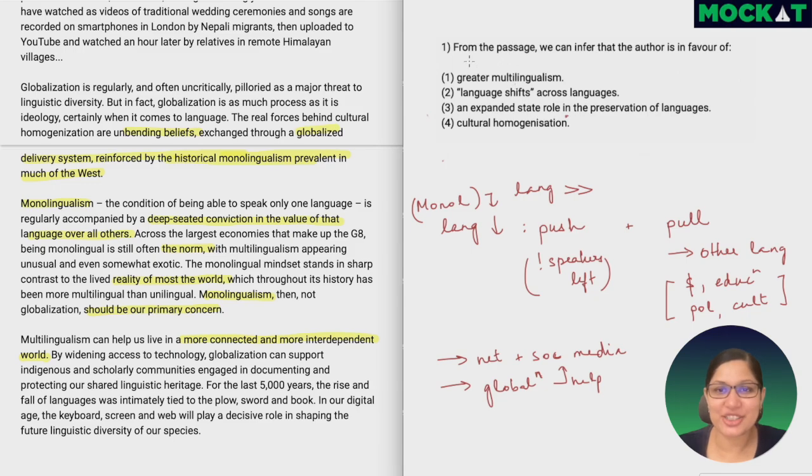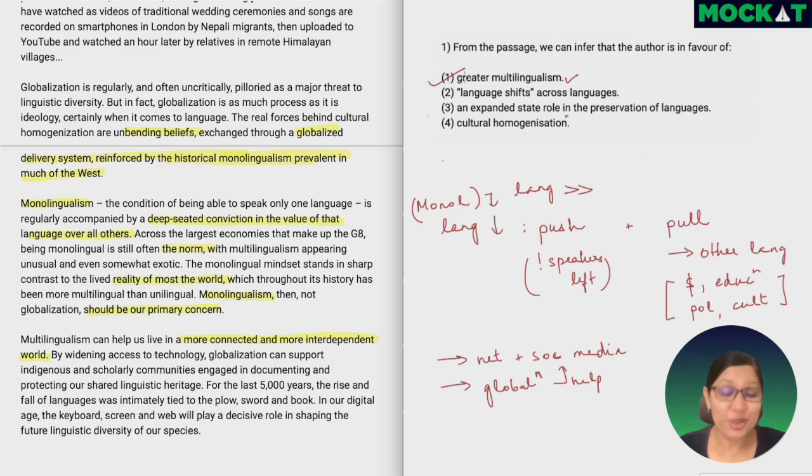And now let's look at the questions. From the passage, we can infer that the author is in favor of, okay, so we know that the author is in favor of, not monolingualism, but multilingualism, using technology to sort of protect these languages. Definitely the author is in favor of all of these indigenous languages. So let's look for something on these lines. Greater multilingualism is definitely something that the author is in favor of. So this actually can, right away, you can go for this.